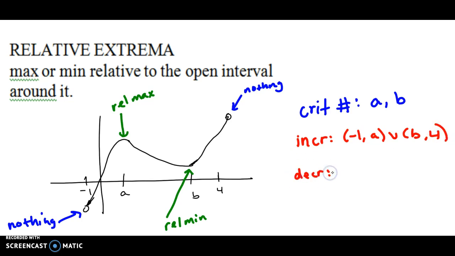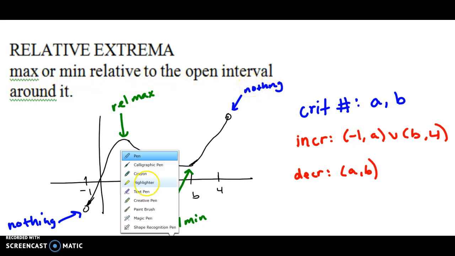And it's decreasing from where do you see? Excellent. Good job. A to b. Great. So this is just understanding maxes or mins relative to the open interval around it. Relative extrema.